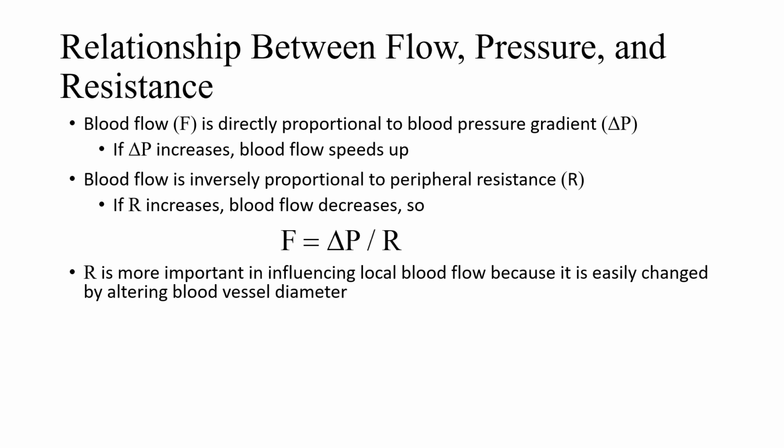And so blood flow itself, given by variable r here, is proportional to the blood pressure gradient, delta P. If delta P increases, blood flow will speed up. Blood flow is inversely proportional to resistance, given by R. So if R increases, blood flow decreases. Makes sense, right? You increase your resistance, your blood flow will decrease. You increase your pressure, blood flow will speed up. So R is actually more important in influencing local blood flow because you can simply change the blood vessel diameter and get more or less resistance.